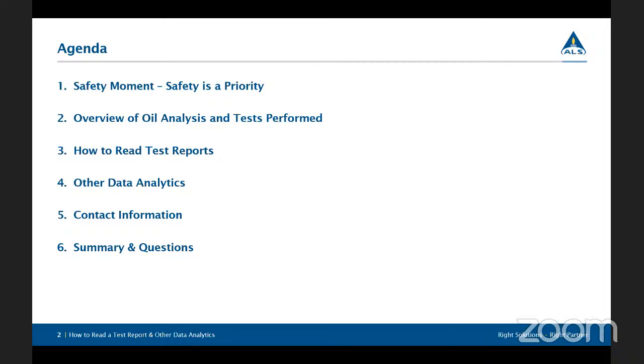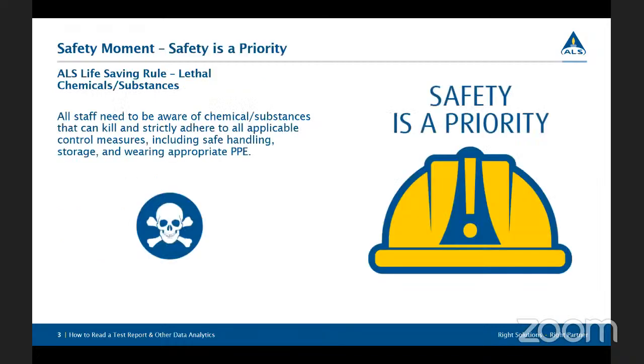To start out with our safety moment, we're going to review the life-saving rule of lethal chemicals and substances. In ALS, that rule reads: all staff need to be aware of chemical substances that can kill and strictly adhere to all applicable control measures, including safe handling, storage, and wearing appropriate PPE.